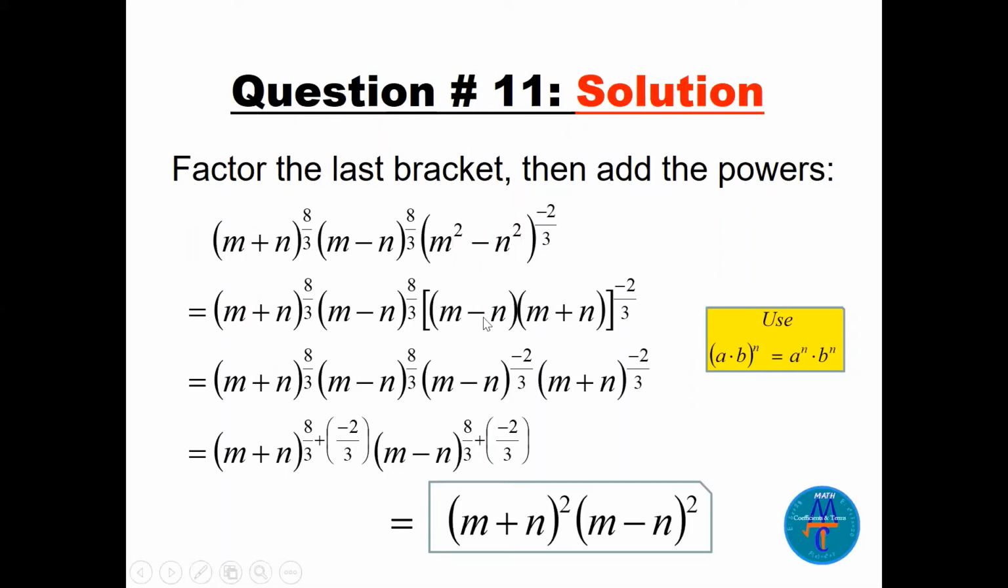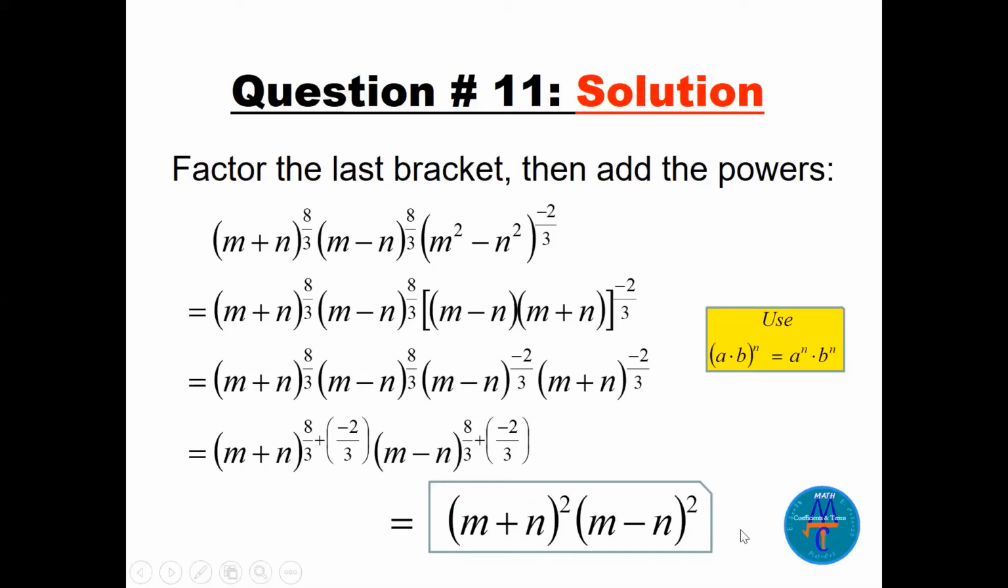See, m squared minus n squared, I will factor: m minus n, m plus n. And then the power minus 2 over 3. Then I use this formula here: a times b, all to the power n. You see, this one, m minus n is a, m plus n is b, all to the power n. So I distribute this power, this power. Then I take the same base here, m plus n is the same base, you see, the first and the last, so I can add the powers. And then I take also same base here, m minus n, and I add the powers. 8, same denominator here, 8 minus 2, 6 over 3, that is 2. So the final answer, same power here, m plus n squared, m minus n squared.